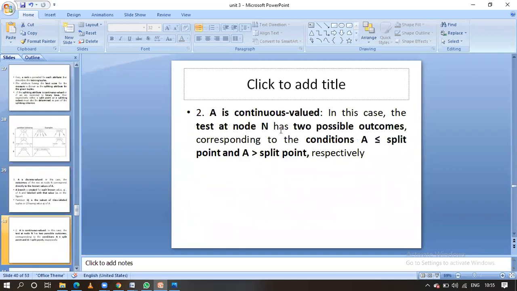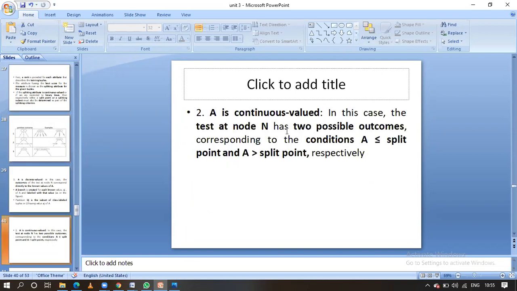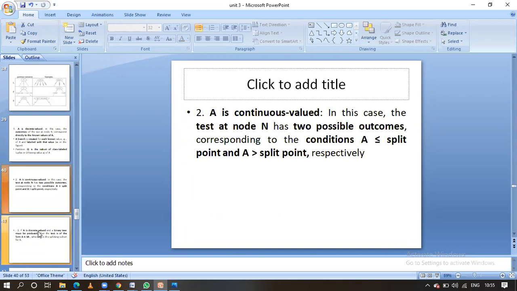Next, coming to the second one, guys, this is a continuous valued one. How are you going to construct the branch? Based on the split point. For suppose income less than 42,000, that is one criterion, and greater than 42,000, that is another criterion, guys. Coming to the third one, this also comes under the split subset.